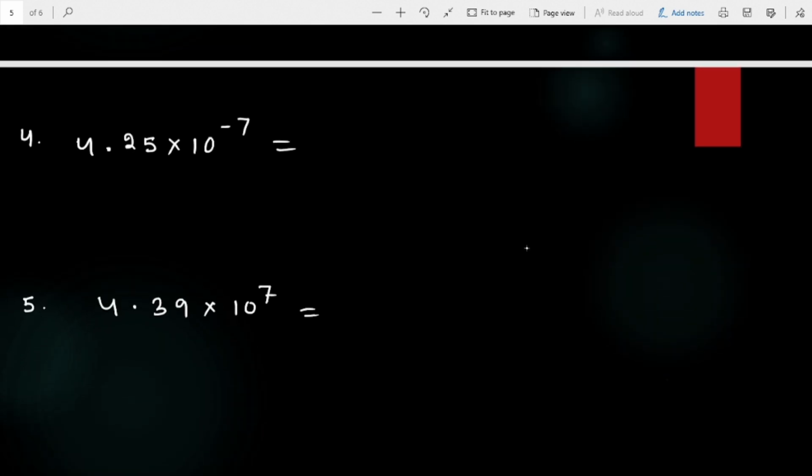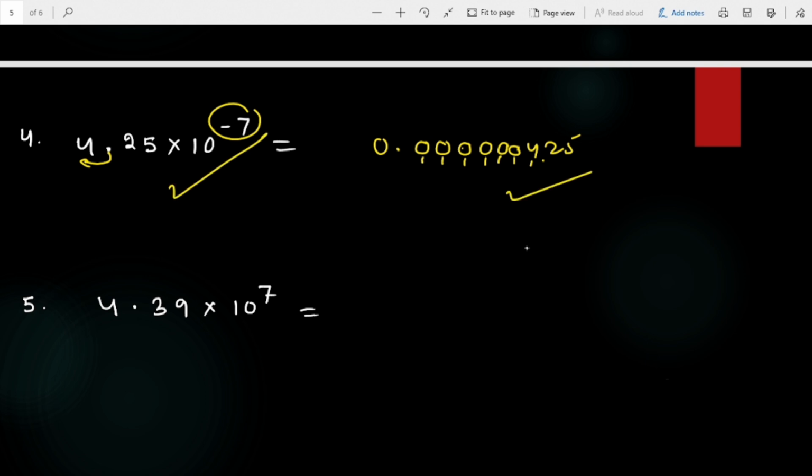4.25 into 10 to the power minus 7. Minus means the decimal position will move to the left side. How many places? 7 times. Then you can write 0.000000425. Look, first the decimal position is after 4. Now look, 1 2 3 4 5 6 7. Okay, this is 4.25 into 10 to the power minus 7. This is called standard form, and this is called usual form.